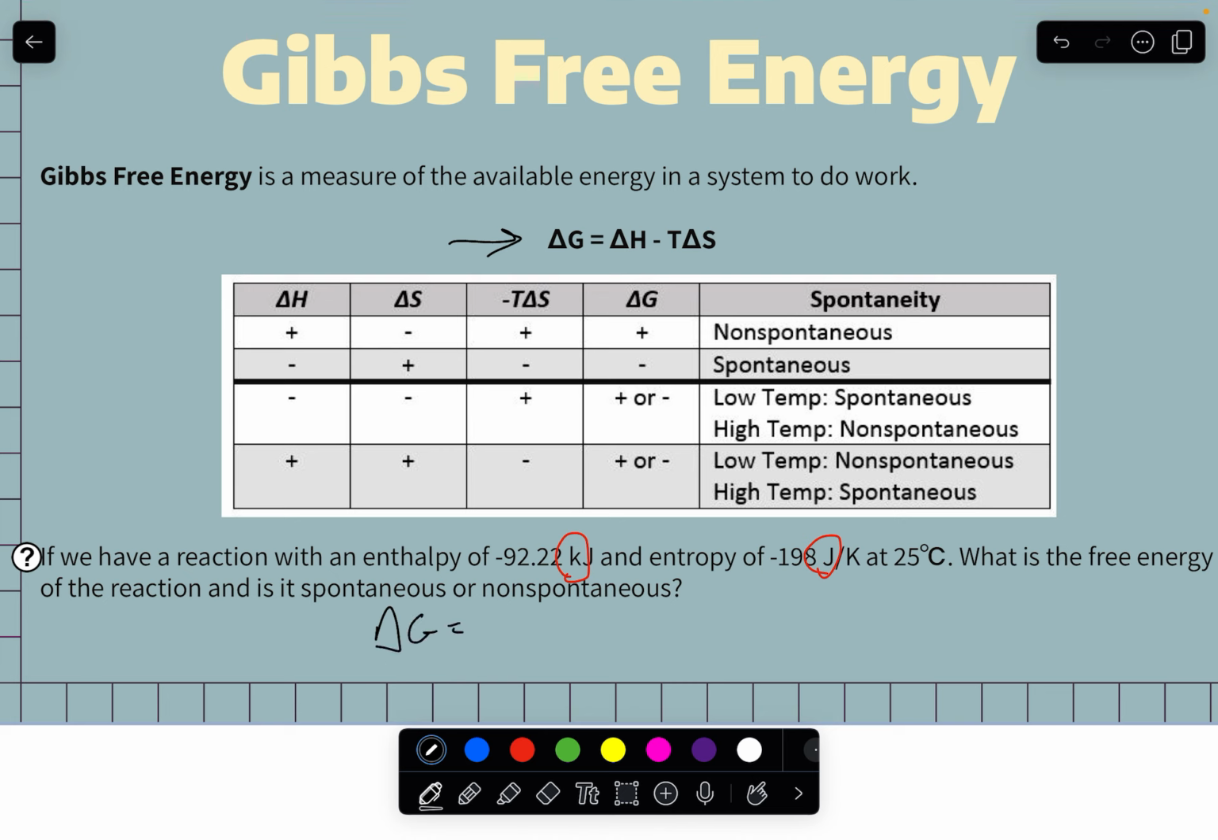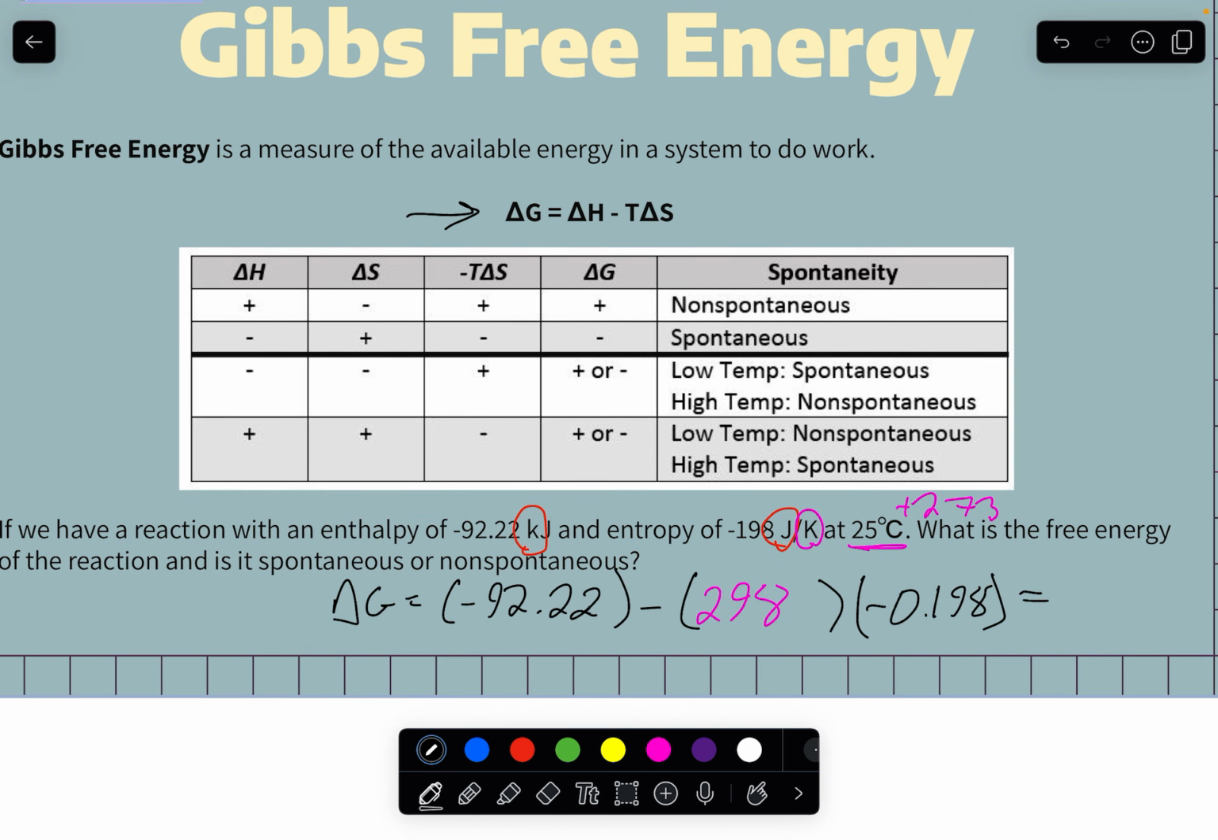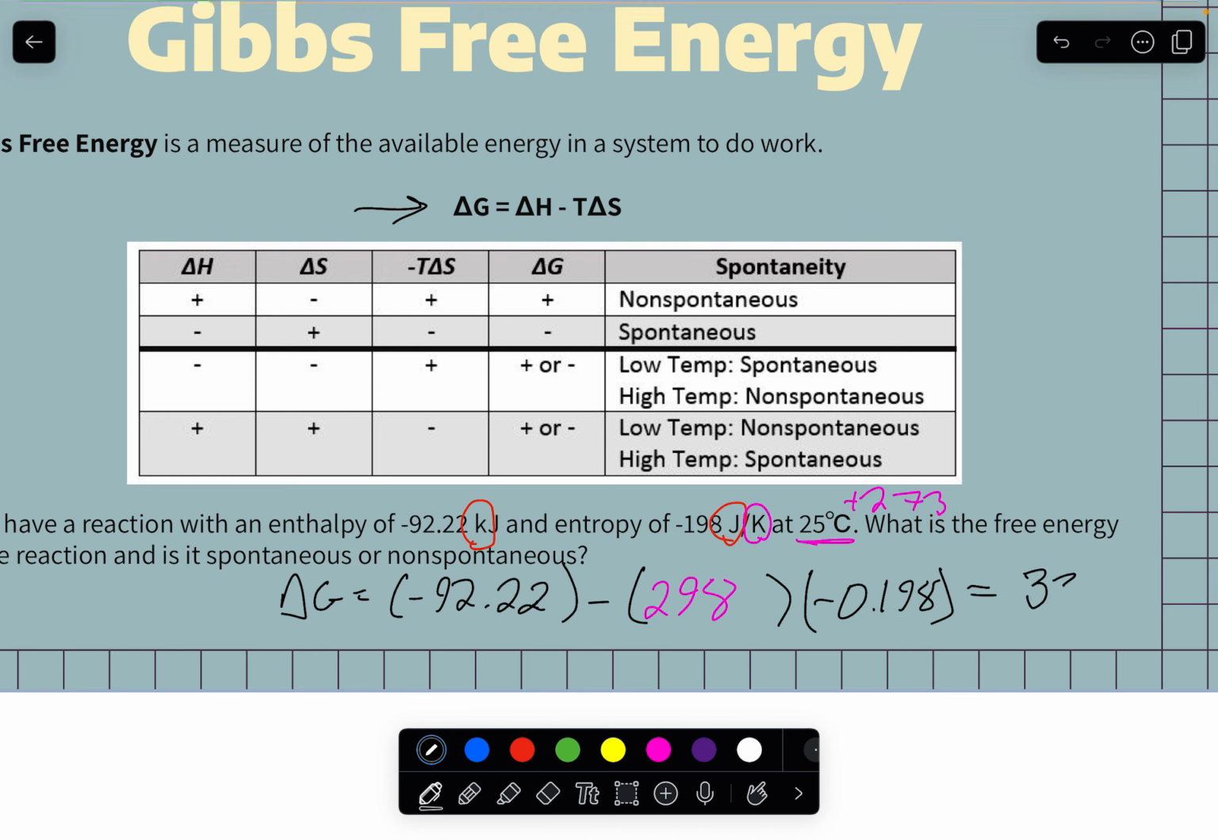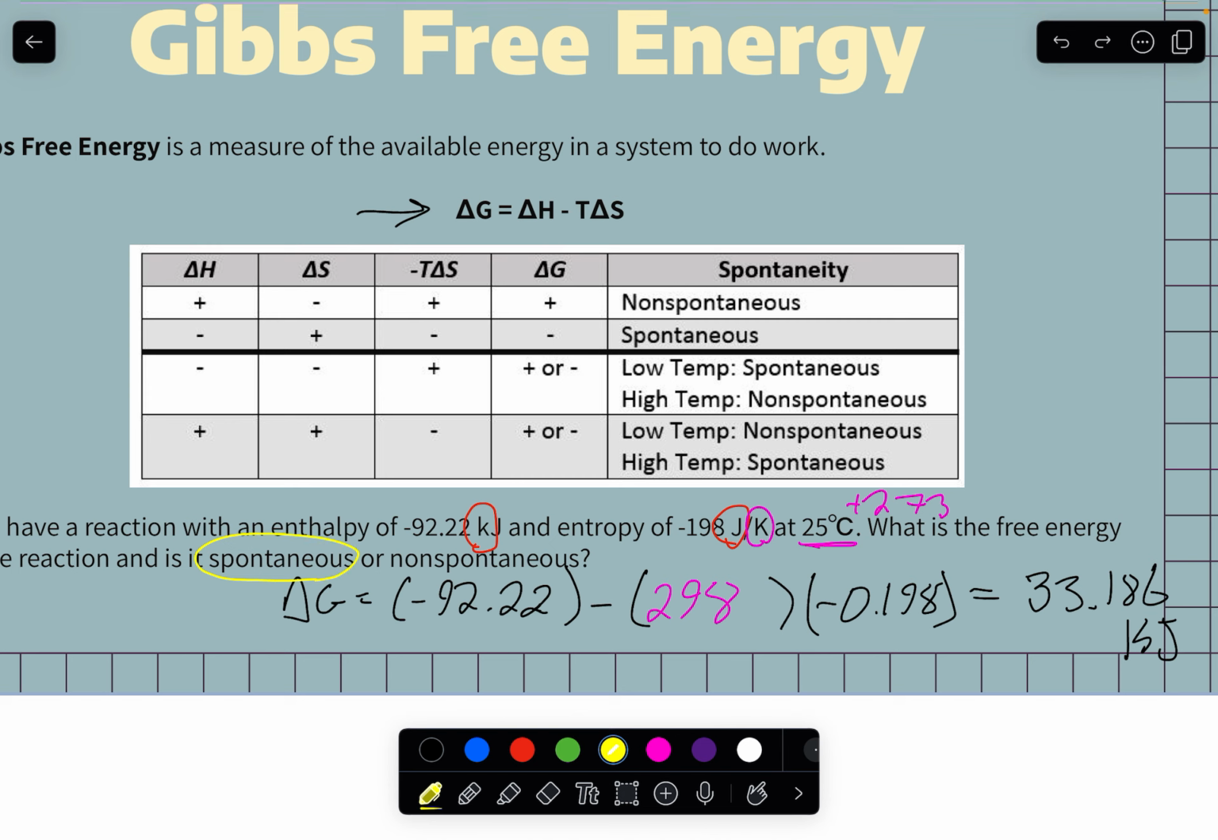So our delta G is equal to the negative 92.22 for delta H, that's in kilojoules, minus, let's skip our T for now. To put this into kilojoules, we need to divide by 1,000, so negative 0.198 for the entropy. For our temperature, we have it in Celsius. Our entropy is in Kelvin, so we need to change it to Kelvin. Remember, to change to Kelvin, you add 273. So we get 298 there. And if you do that math, we get negative 33.186 kilojoules. Our number here is positive. If we have a positive number, then it is spontaneous.